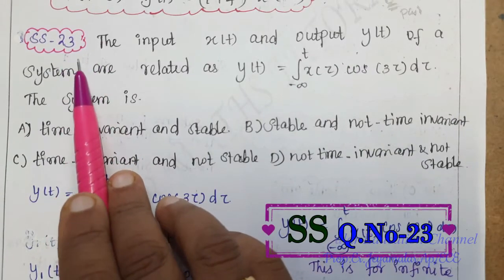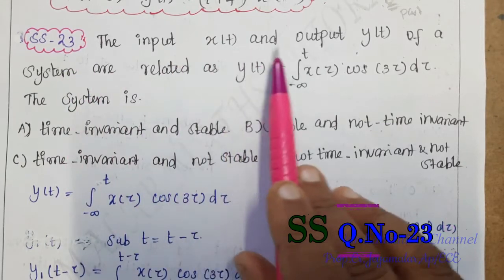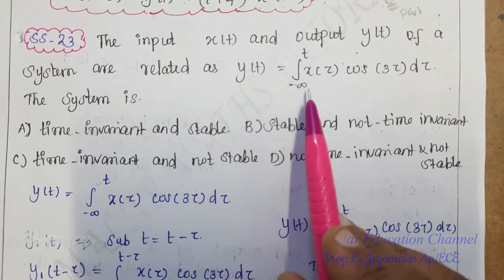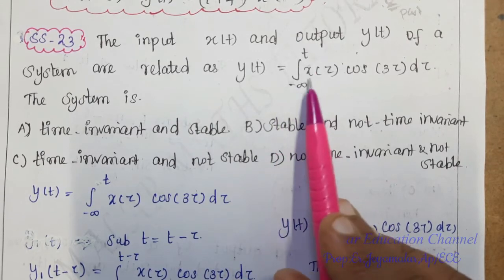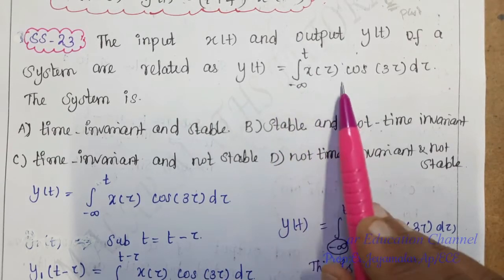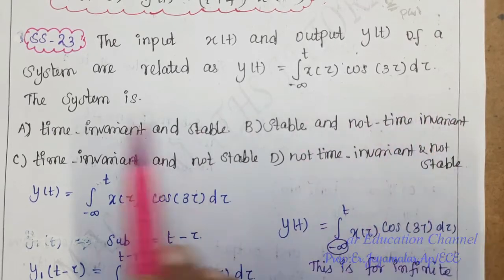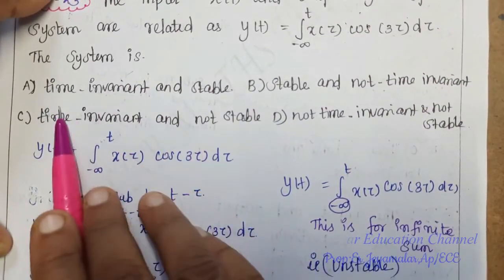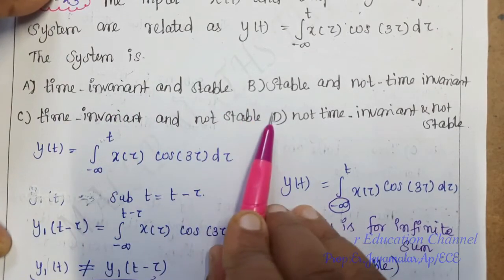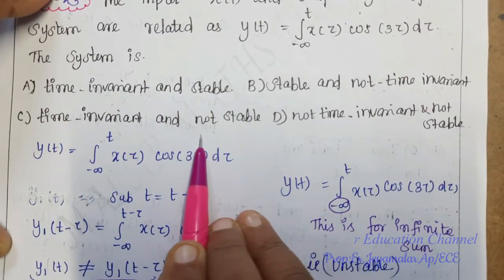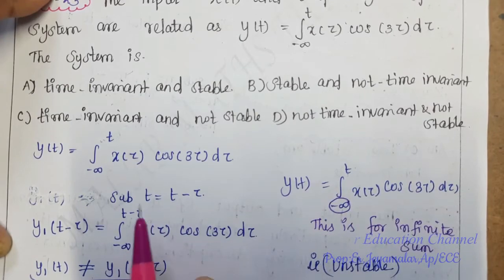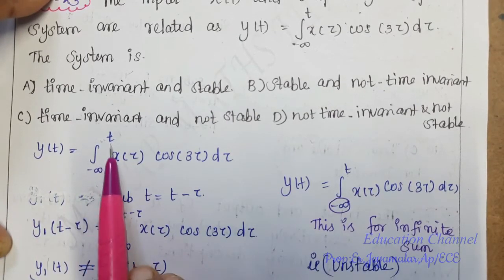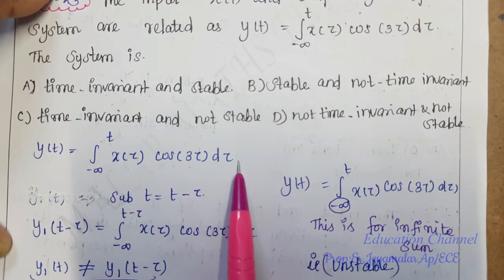Signals and systems question number 23. The input x of t and output y of t of a system are related as y of t equal to the integral from minus infinity to t of x of tau cos 3 tau d tau. The system is, let me check, based on the options about time invariant and stable. First check whether it is time variant or invariant. After that, check whether it is stable or not.